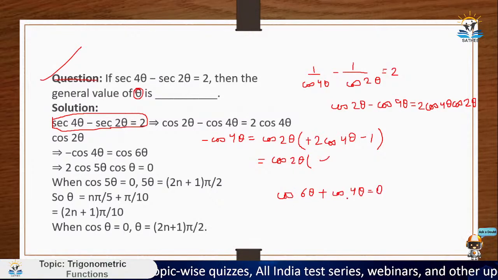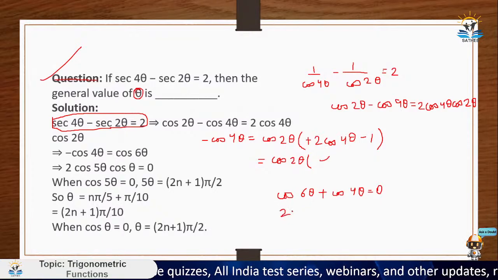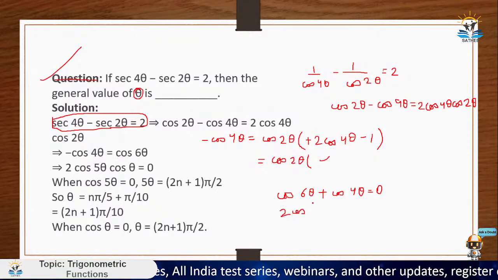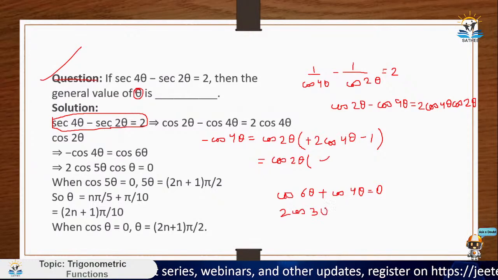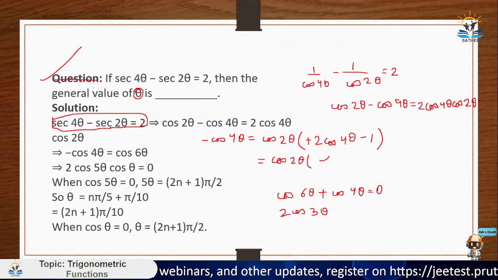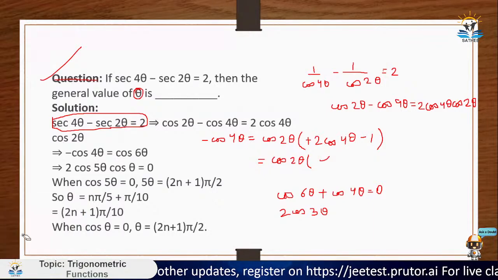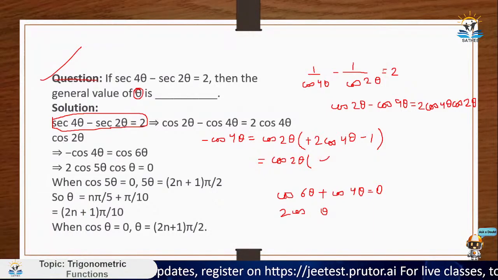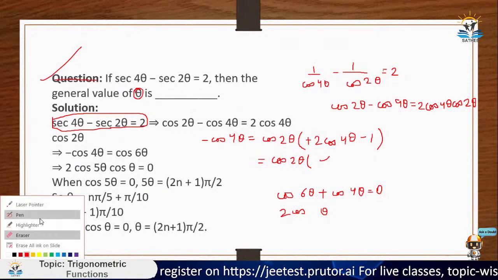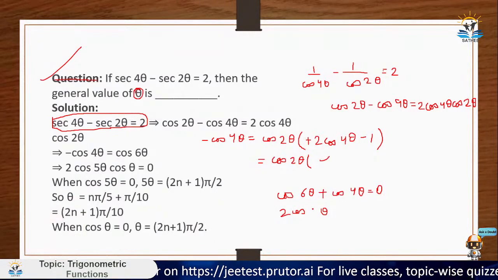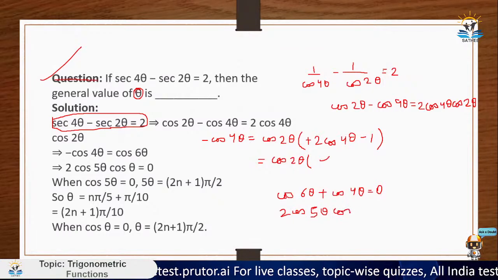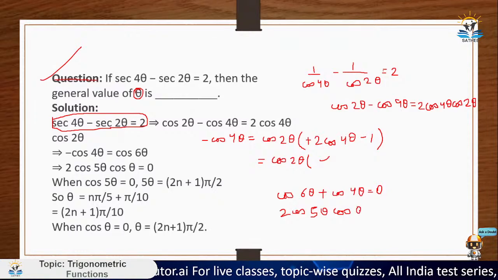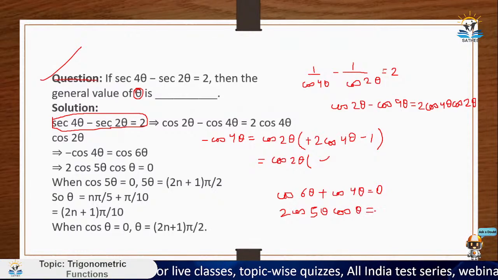So here use cos c plus cos d. So you will get 2 cos c plus d by 2, which is 6 theta plus 4 theta upon 2, which is 5 theta, sorry, my mistake, 10 upon 2 is 5. 2 cos 5 theta, cos c minus d by 2. c minus d is 6 minus 4, 2, and 2 upon 2 is 1. So basically 2 cos 5 theta cos theta is equal to 0.